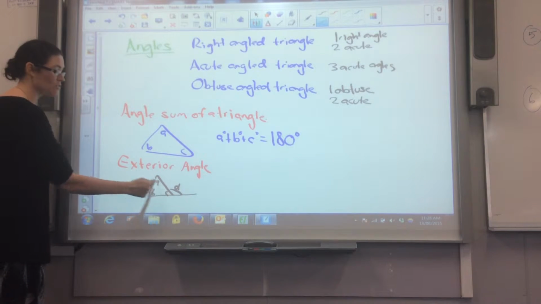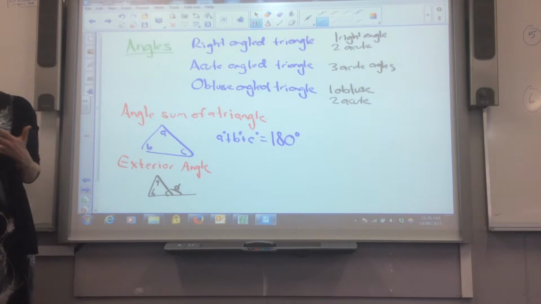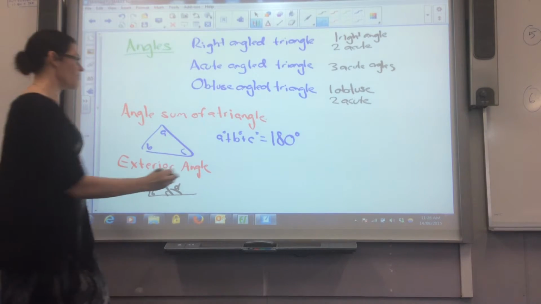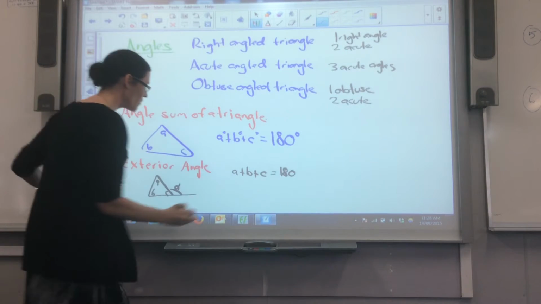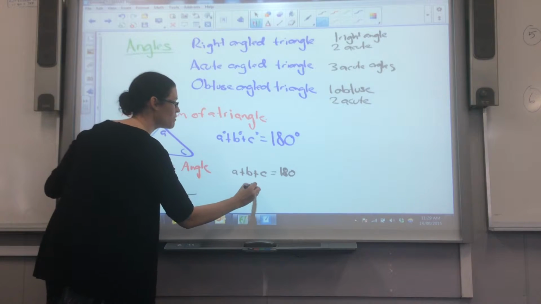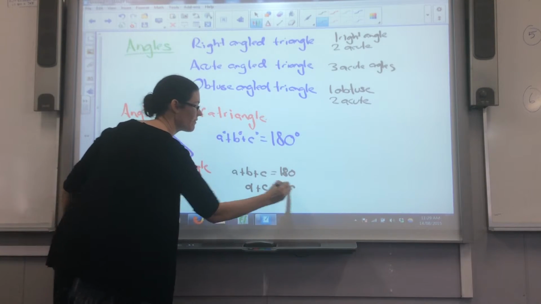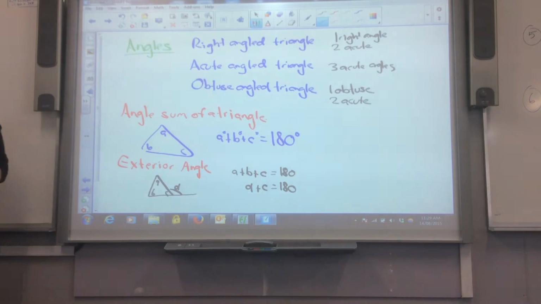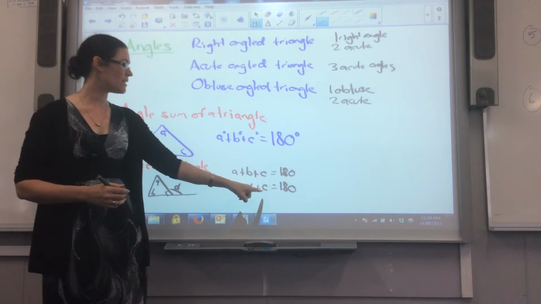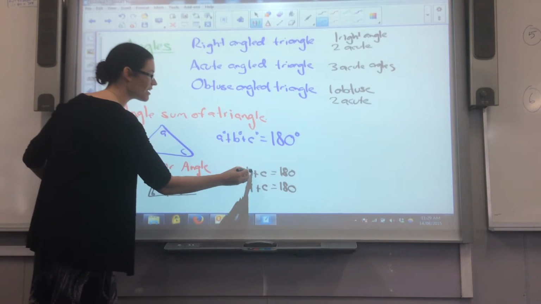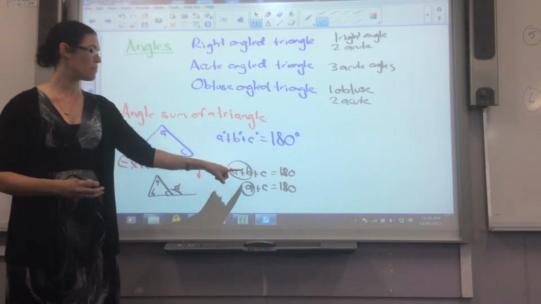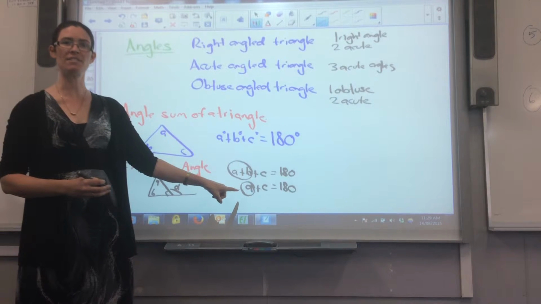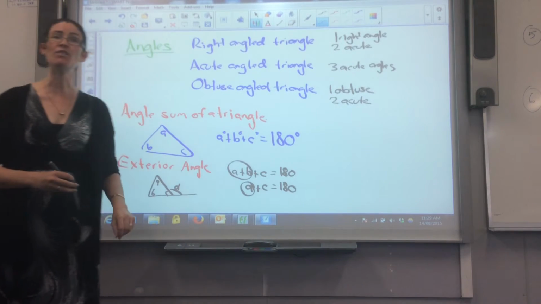We also know that these three add up to 180. Now that gives us a very interesting fact. We know that A plus B plus C equals 180. We also know that D plus C equals 180, don't we? We know both of those things are true. So if I look at that carefully, if A plus B plus C is 180 and D plus C is 180, these things are going to have to be the same, aren't they? A plus B is going to have to be the same number as D on its own, or else they wouldn't both give 180.